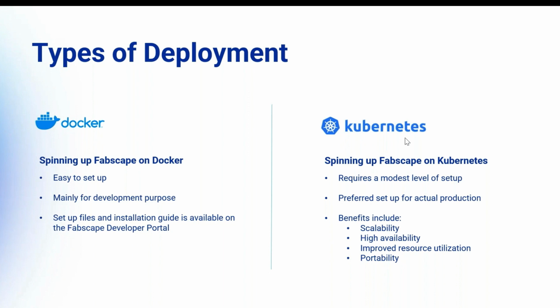This setup would mainly be used for development purposes. For production, we would actually recommend spinning it up on Kubernetes. This is because it is a much more robust setup for the production environment, and this is also what we do over here at GigaPhoton. It would require slightly more effort as compared to just the Docker setup, and it would require some knowledge in Kubernetes in order to set it up yourself.